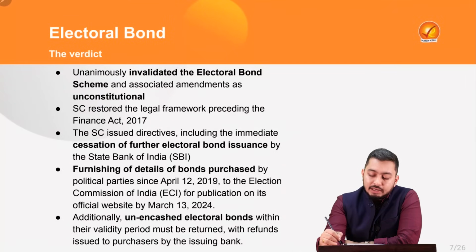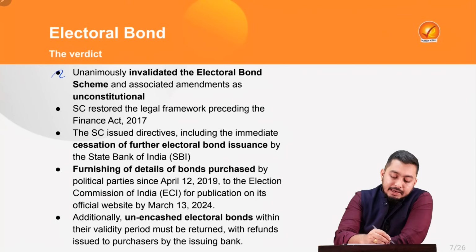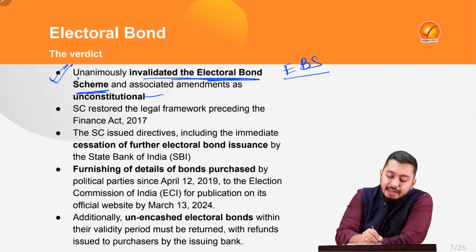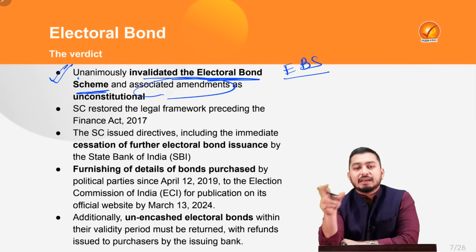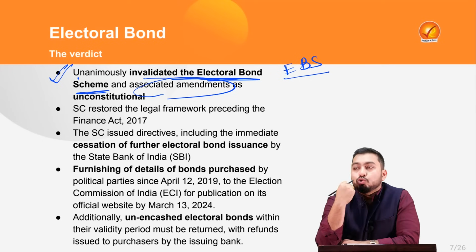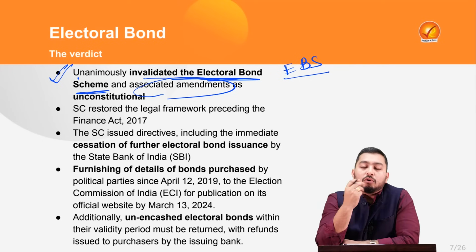Now, about the verdict, the court held unanimously, this 5-judge bench, that it has invalidated the electoral bond scheme, or the EBS, and any associated amendments. So what were the amendments? Amendment in the IT Act. Why? Because you are getting exemption in your income tax if you are using electoral bonds.